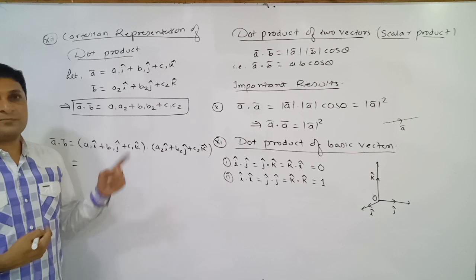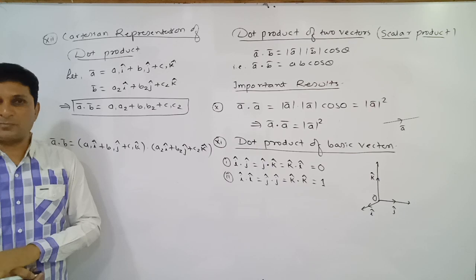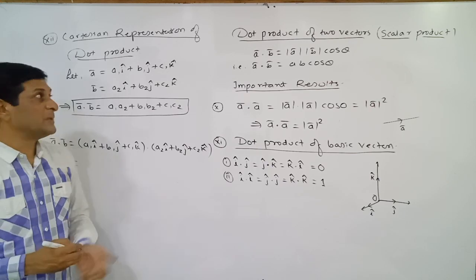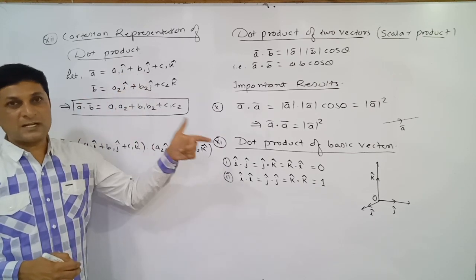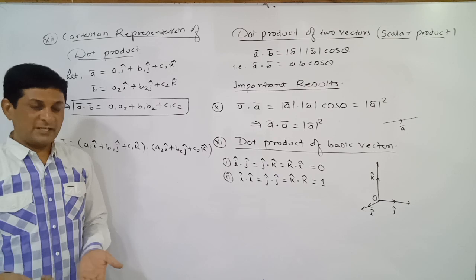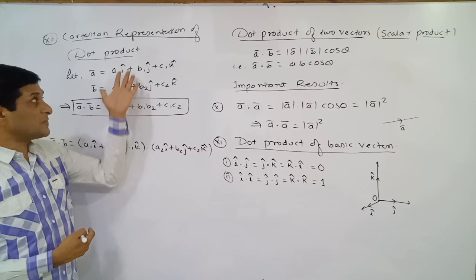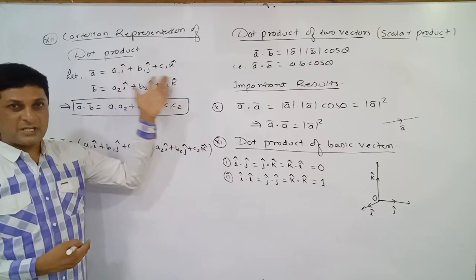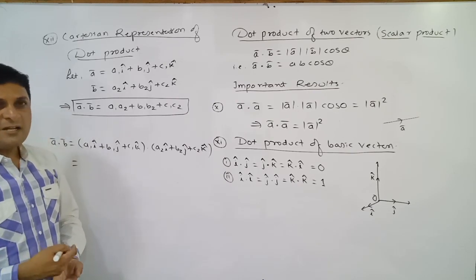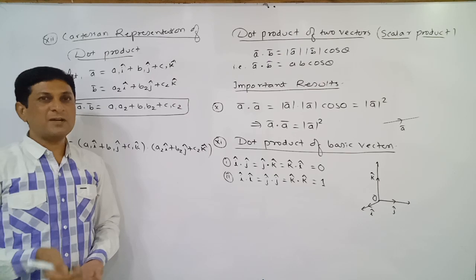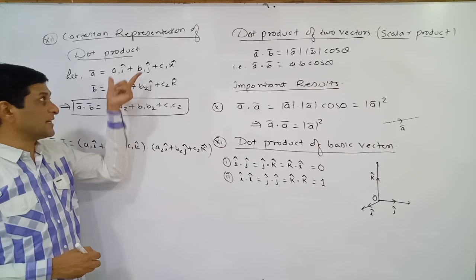Now using this, we are discussing a very important result in the dot product, which is the Cartesian representation of the dot product. We can say that vectors are in Cartesian form if they are expressed in terms of i cap, j cap, k cap, the vectors along the x-axis, y-axis, z-axis in the Cartesian coordinate system. Such a representation is called Cartesian representation. In most examples, vectors are given in Cartesian form. That's why we should know how to find the value of the dot product if two vectors are given in Cartesian form.